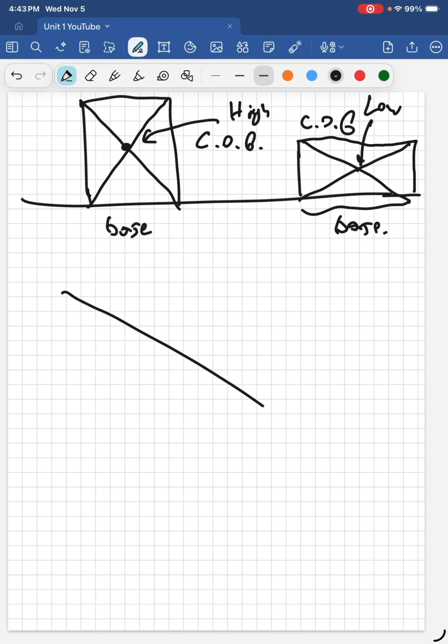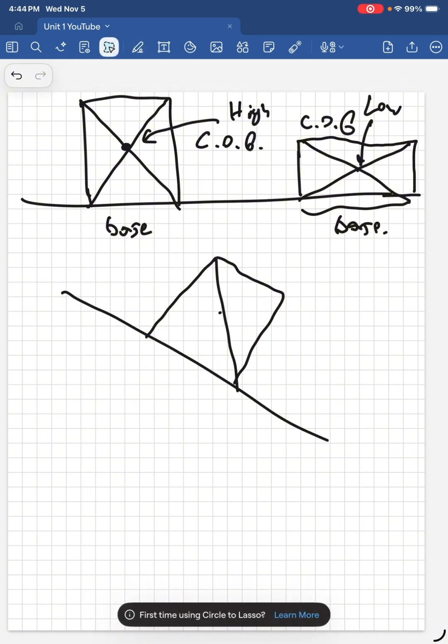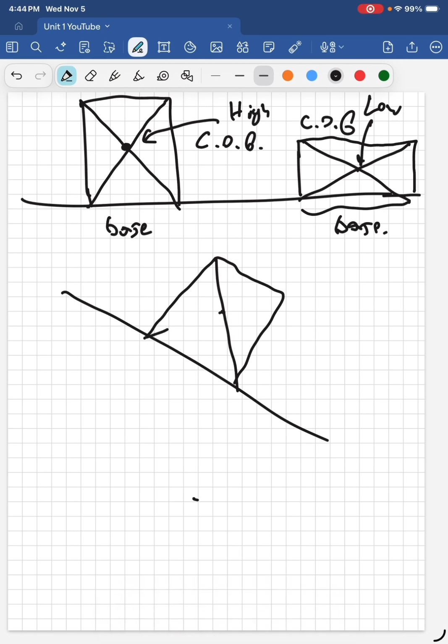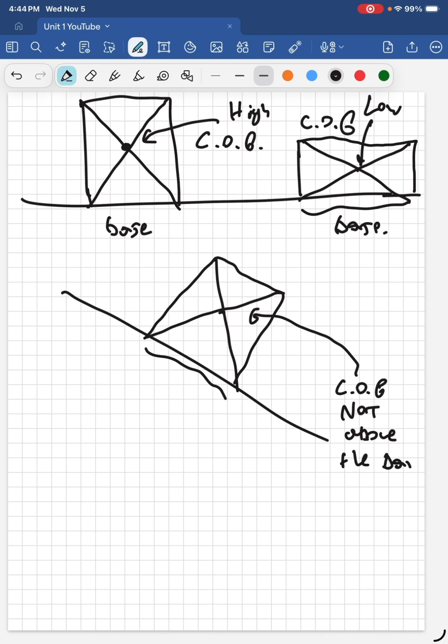But if, for example, I put the same object on an incline, okay, and this is the center. Oops, I don't know why it does that. If you know why my iPad does that, let me know in the comments, okay? But in this case, this is the base, and this is the center of gravity, okay? The center of gravity in this case is not above the base. So center of gravity not above the base, okay?